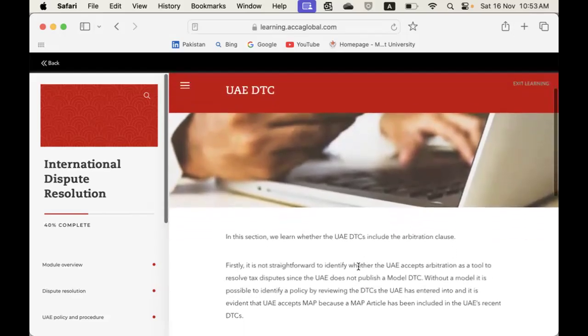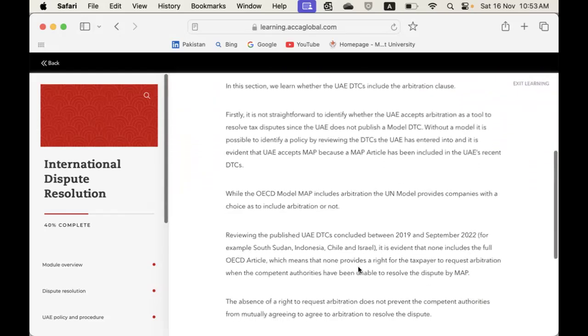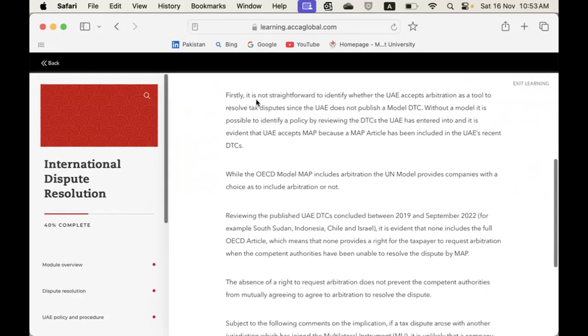Not from my side. Okay, now we are going to come to the UAE double tax conventions. In this section, we learn whether the UAE double tax conventions include the arbitration clause. Firstly, it is not straightforward to identify whether the UAE accepts arbitration as a tool to resolve tax disputes, since the UAE does not publish a model double tax convention. So, this sentence, can somebody tell me why this matter was emphasized by the course writer, that the UAE has not published a model tax convention? Can somebody comment on that?